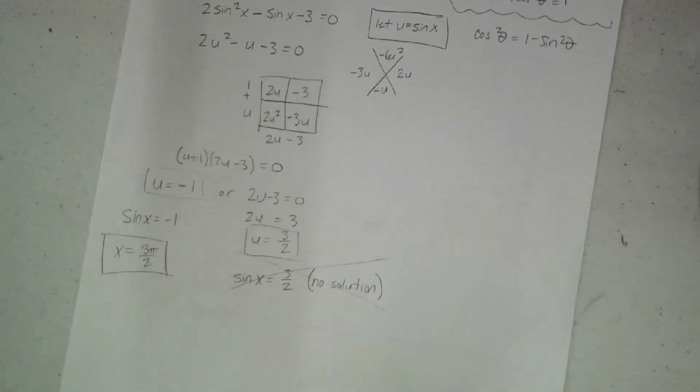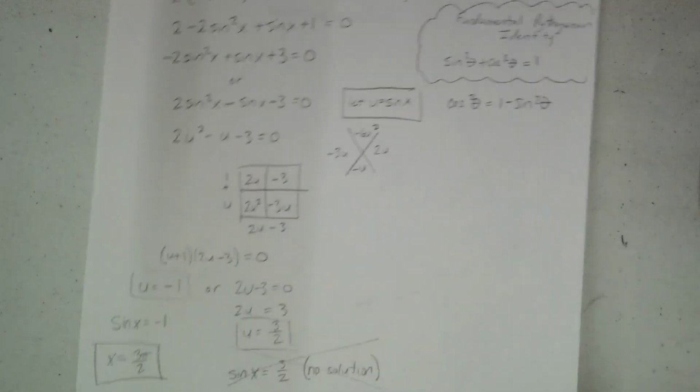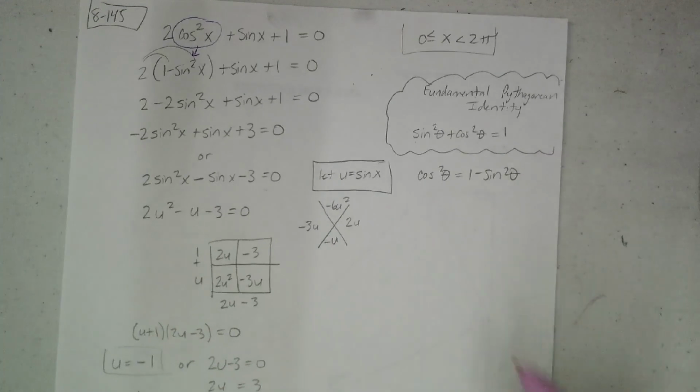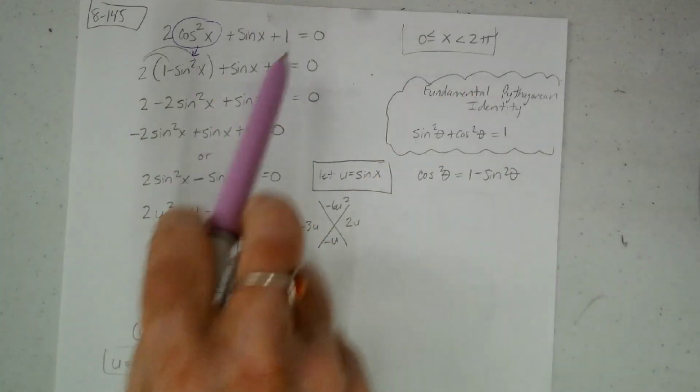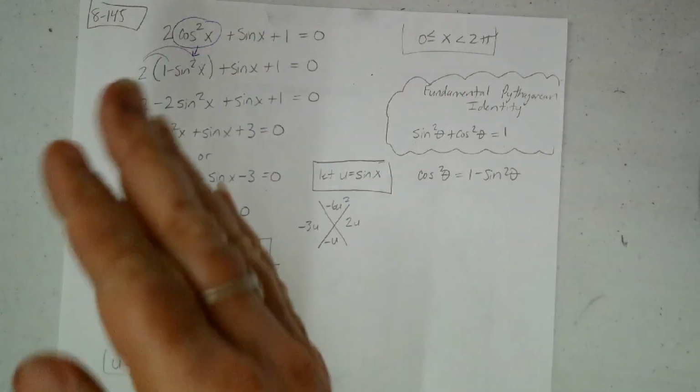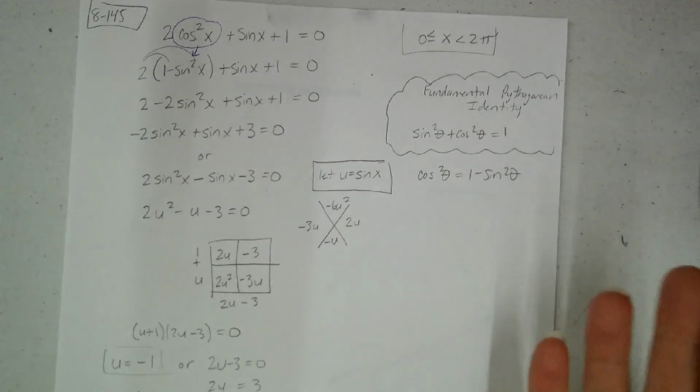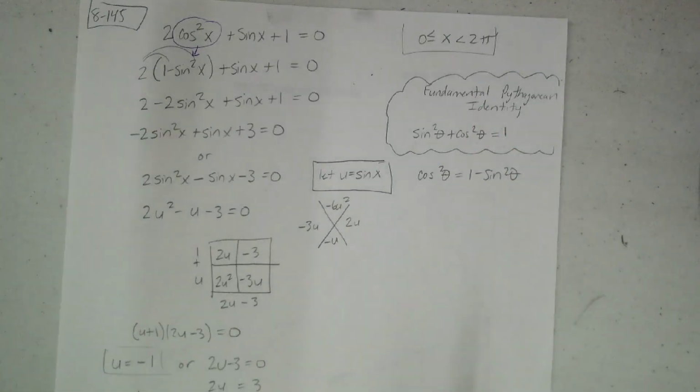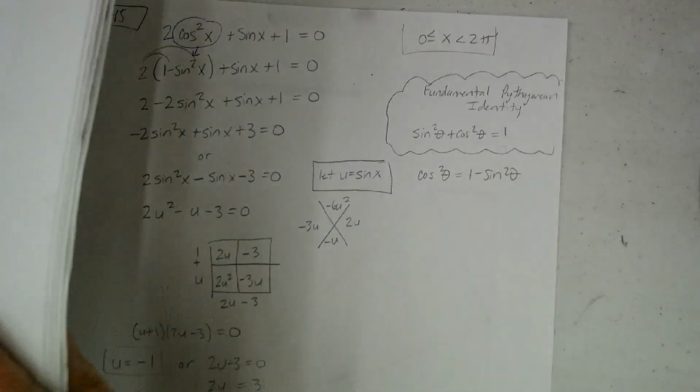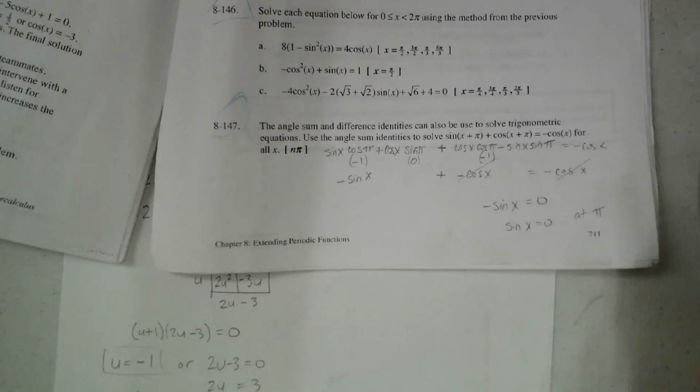Okay, so that was a quick little walk through how to do these problems. You just have to do a little substitution so that you have it all in cosine or all in sine, and then you can factor or do whatever is necessary. The next problem I want to show you is 8-147. I just wrote it in the book.